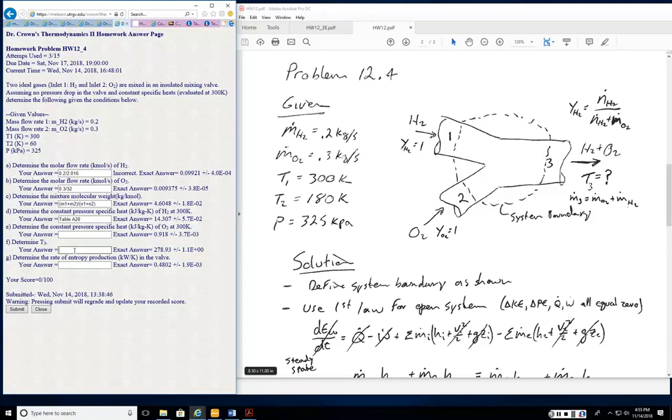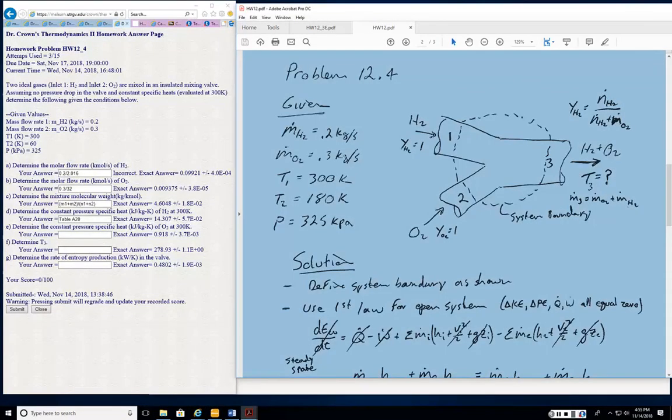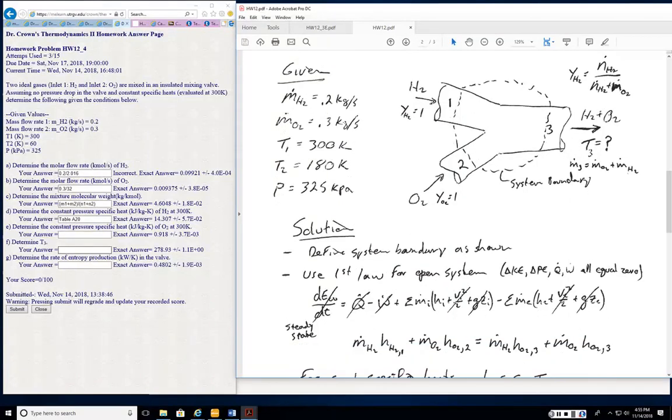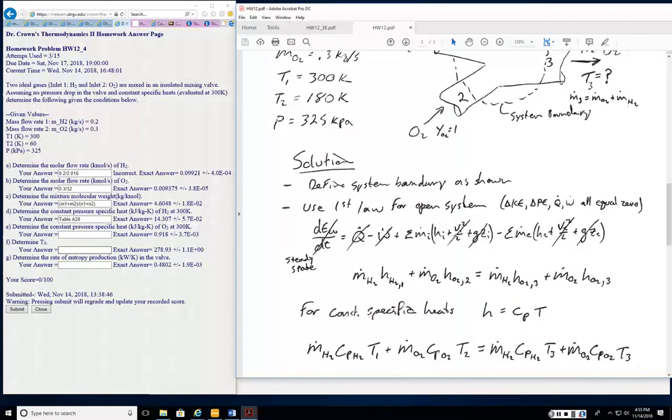T3 is a little more difficult, so let's look at what we're doing here. So we need to do two things. We need to write out the first law for our system, and assuming it's steady state, it's insulated, where it says insulated mixing valve, so it's no heat transfer, no work, there's no moving boundaries. Sum of all the mass flows in times enthalpy in minus the sum of all the mass flows out times the enthalpy out, neglecting changes in kinetic and potential energy.